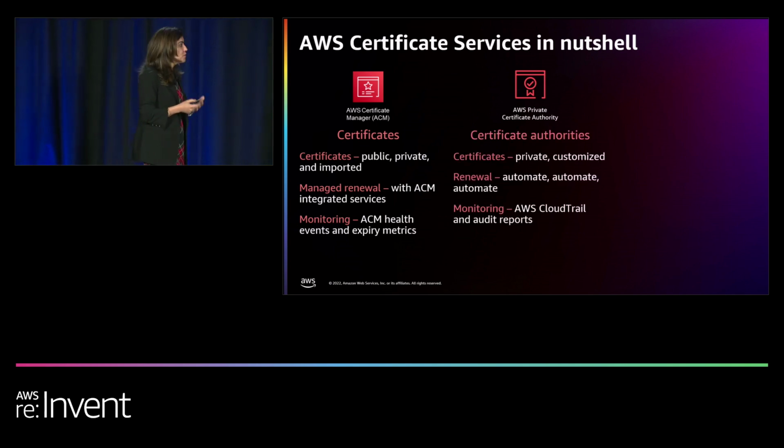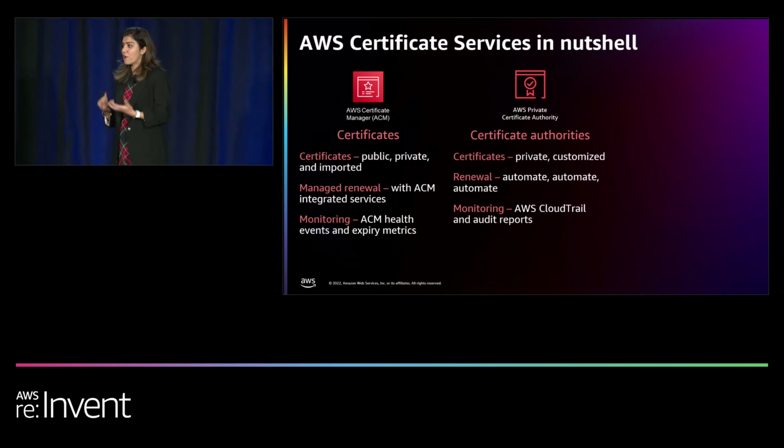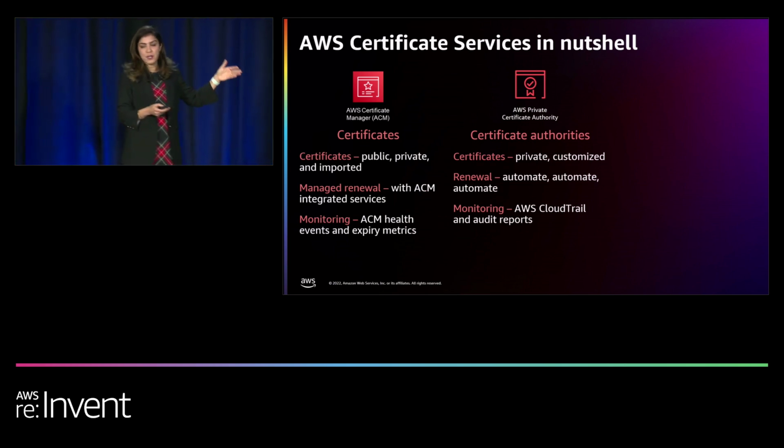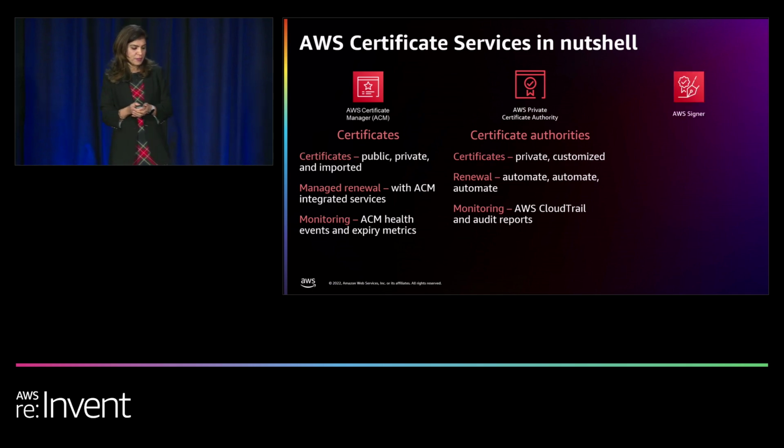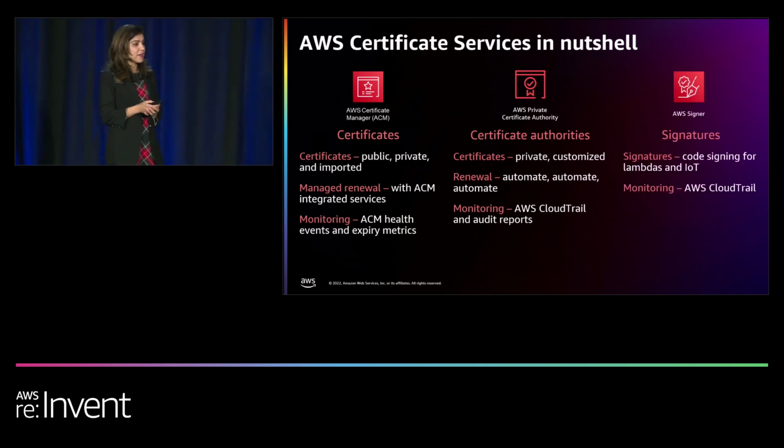Then we talked about Private CA, which can be used to manage certificate authorities centrally, especially for a PKI admin, where a CA is created in one account, and that can be shared with multiple other accounts, and multiple other accounts can actually request end entity certificates. So this is the central management of certificate authorities. And then in the end, we talked about AWS Signer and signatures and how code signing is being used with Lambda and IoT.